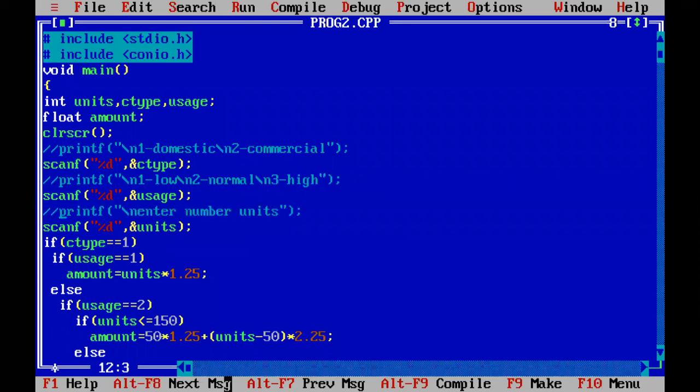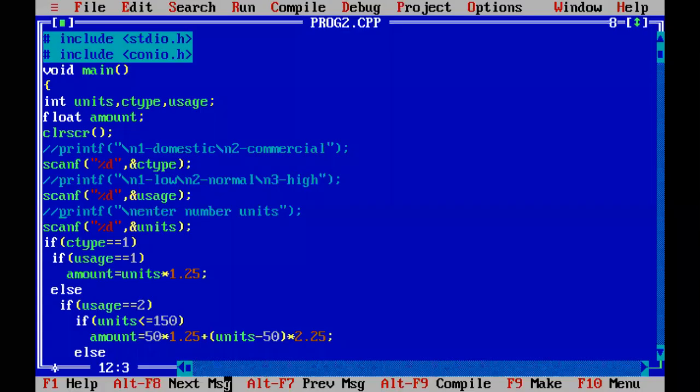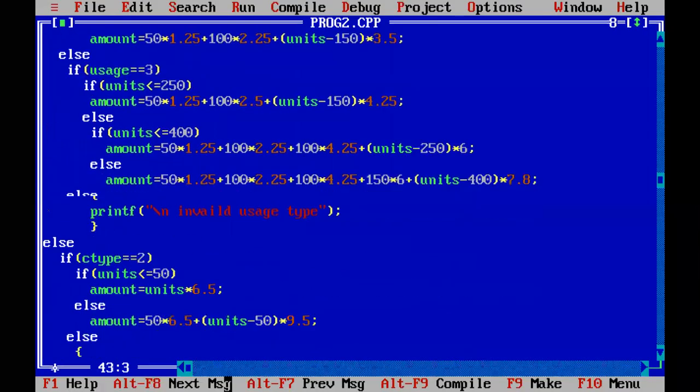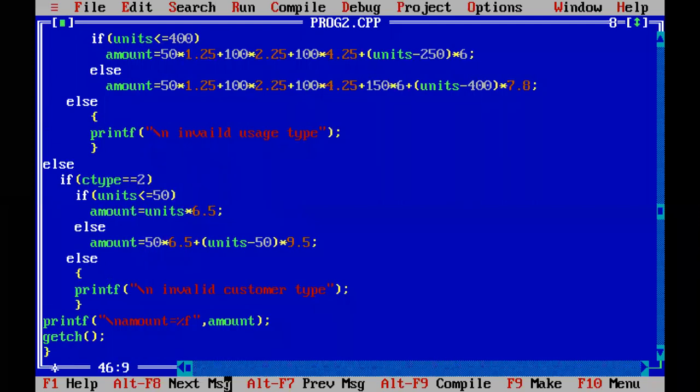In this case, yes, 1, 2, 1. Again, customer type 2. Again, number of units 200. You get the answer. So no need to amount also, you have to remove it, no problem. So I don't want amount equal to, yes, I will remove it.